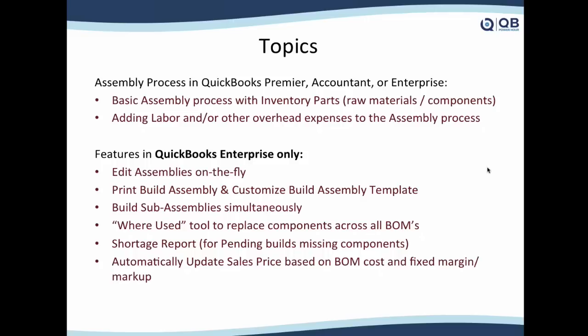We'll talk about the where use tool, which is when one particular component needs to be replaced with another component, and we have to go to all of our inventory assemblies and change that component swap and not have to do it one by one. We'll talk about the shortage report, for pending builds and missing components, and then we'll talk about automating the sales price on the fly as the bill of materials costs change based on a fixed markup or something like that.